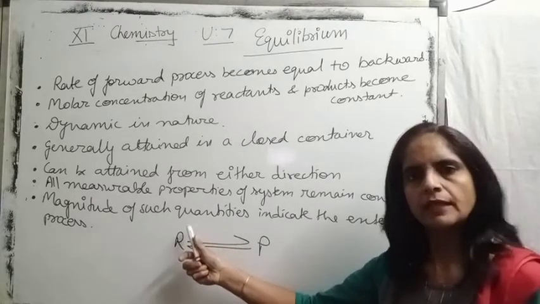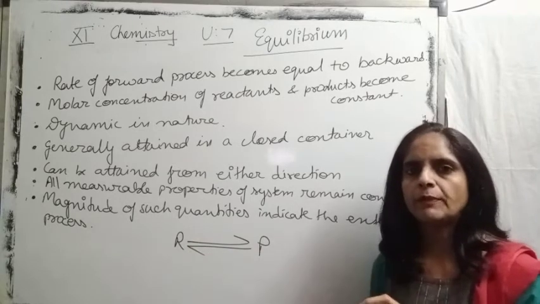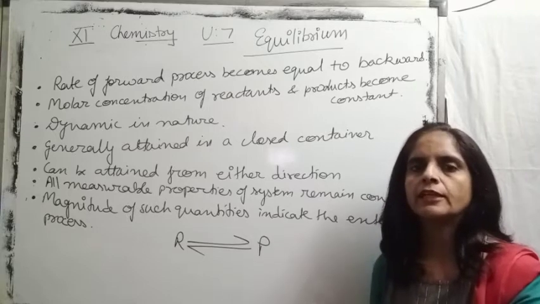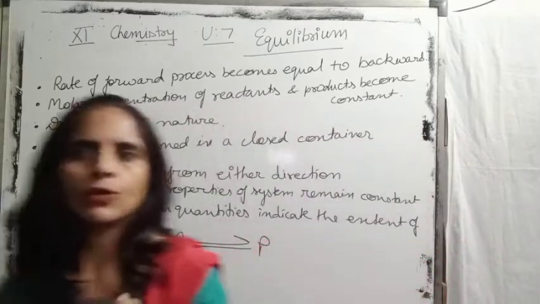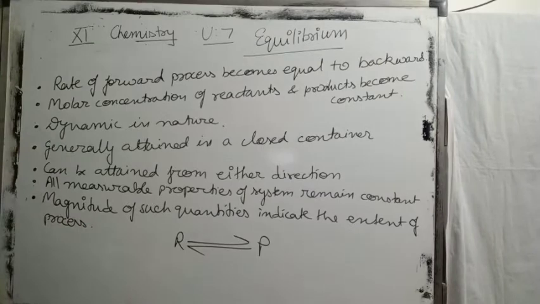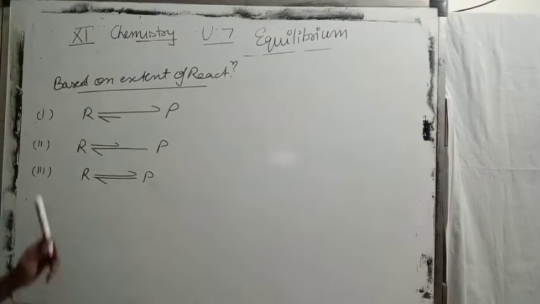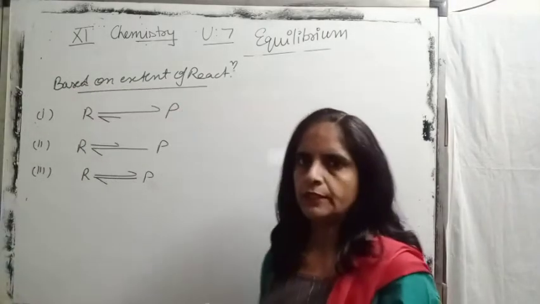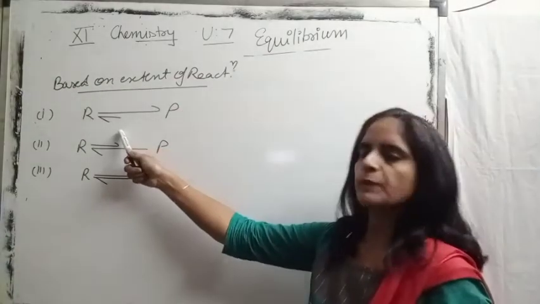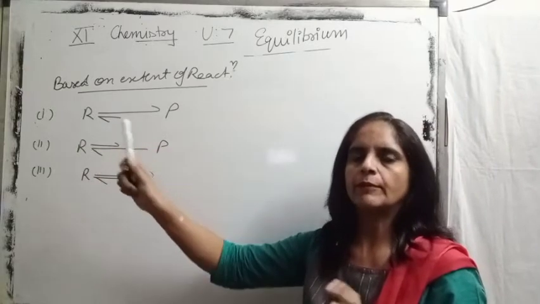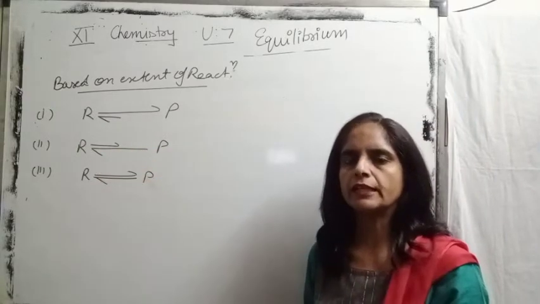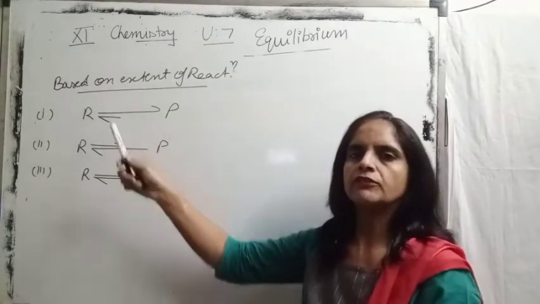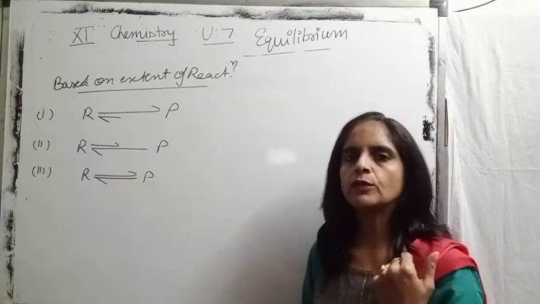And the last is that the magnitude of these properties will tell us the extent of reaction before reaching equilibrium, meaning how fast or how slow is the process. So on the basis of extent of reaction, 3 types of equilibria are there. The first, like I have represented in this way. Reactant, children I am repeating, reactant is again the general representation of any chemical reaction. And so in first case, the forward reaction is fast as compared to backward.